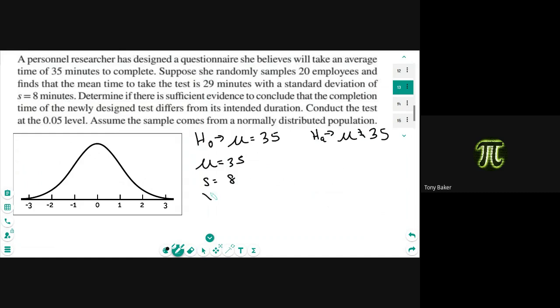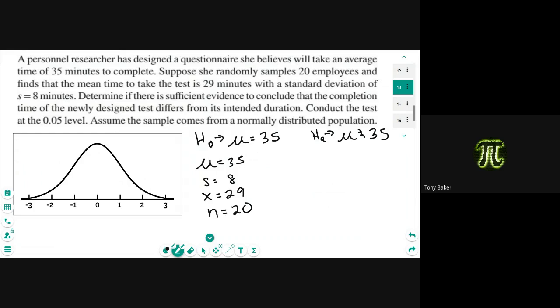My X value is 29, and my sample size is 20. Okay? All right. So let's look at my T table and get my rejection region. So first off, what is my significance level? 0.05. Are we doing a one-tailed or a two-tailed? Two-tailed. So we're looking at two tails, 0.05.